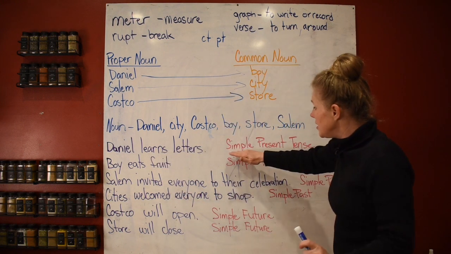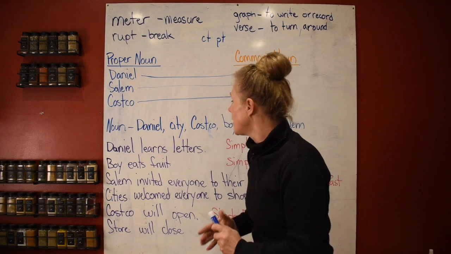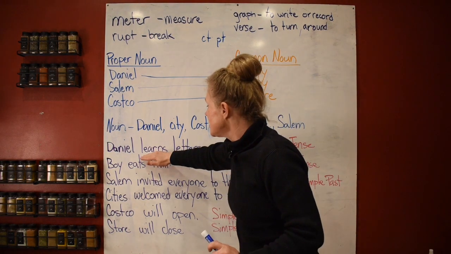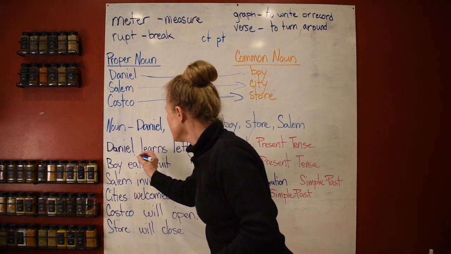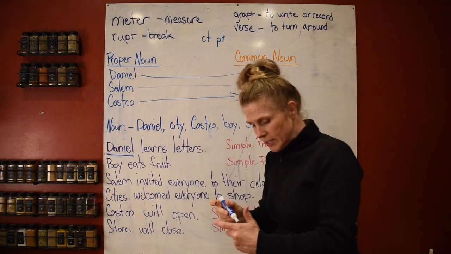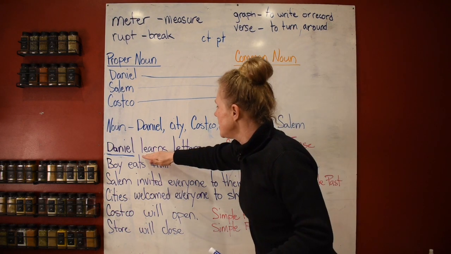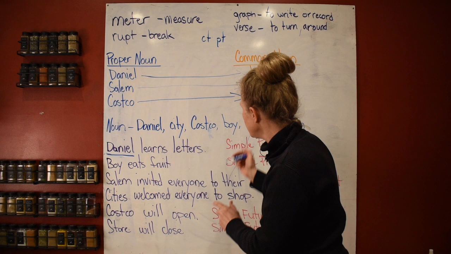Now, this simple present tense is the simplest of sentences. And this right here, this Daniel is third person simple present. So that means the basic word is learn.